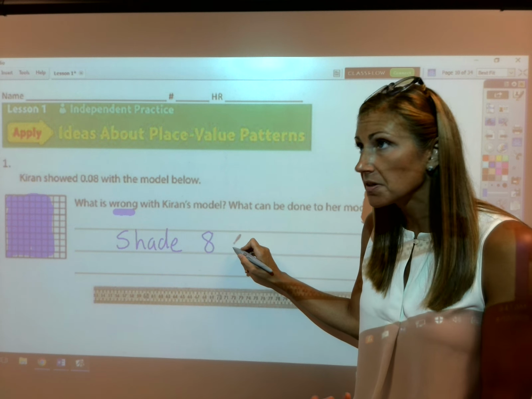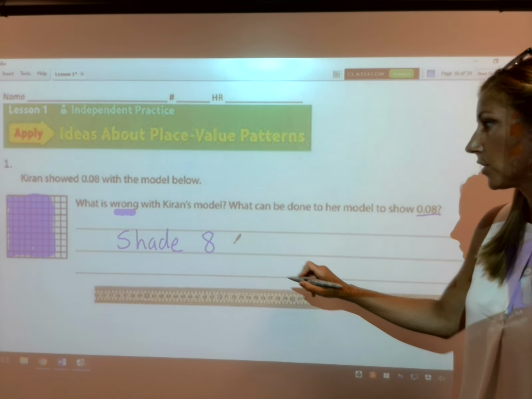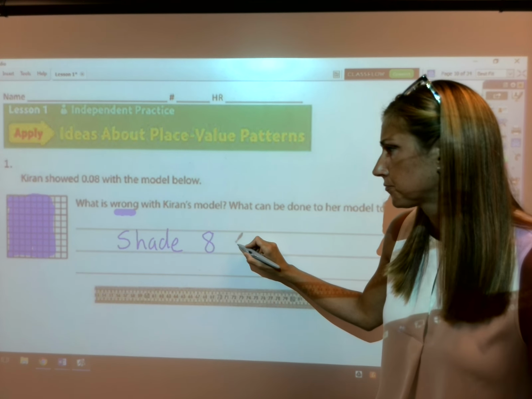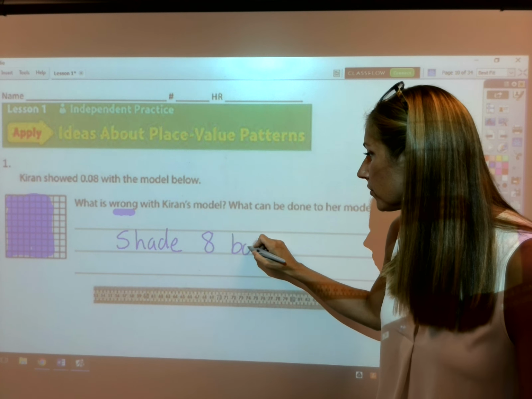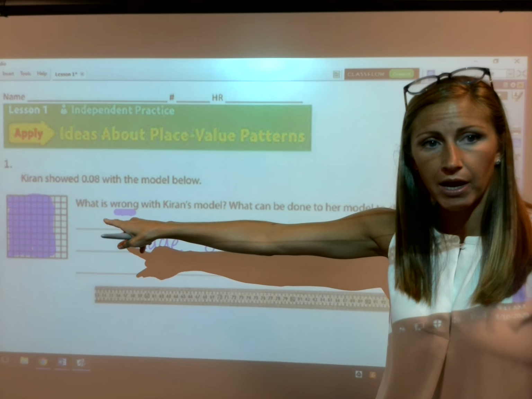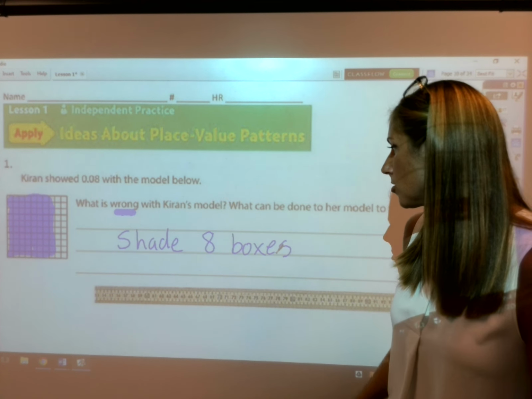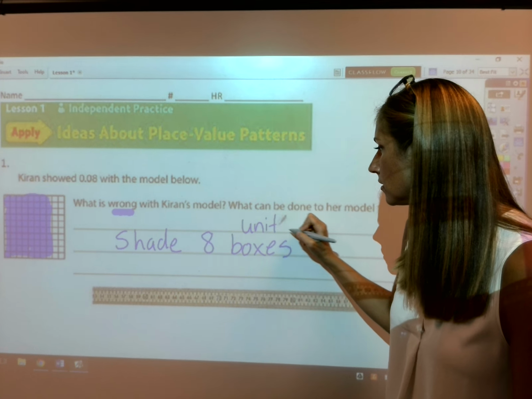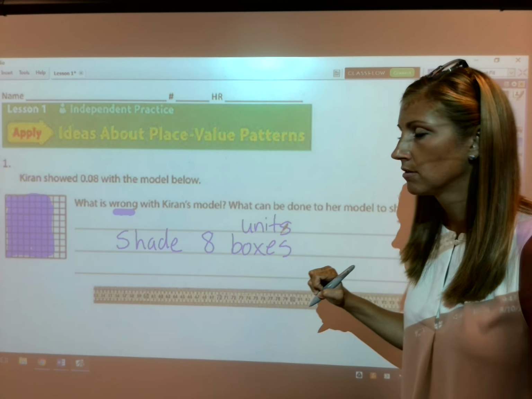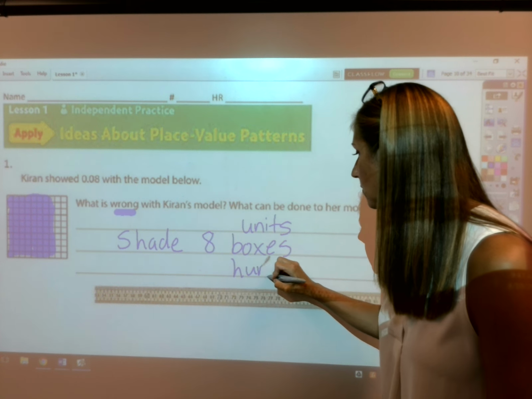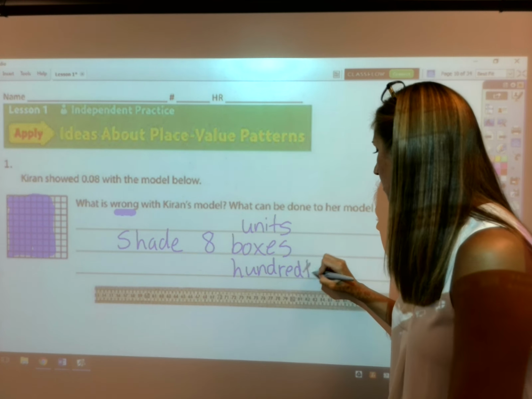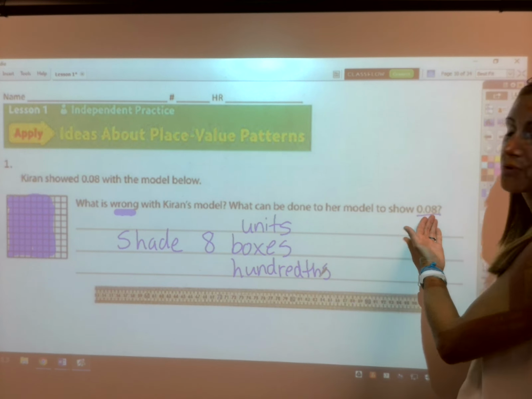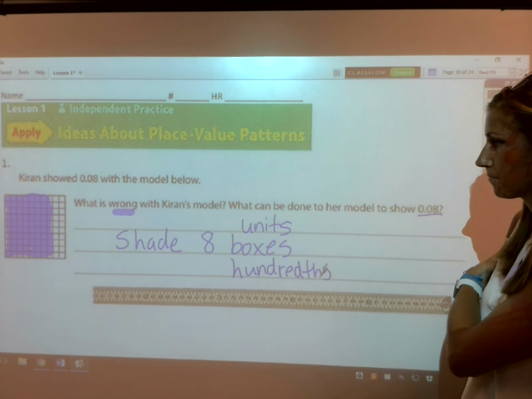8 hundredths. You could actually use the word hundredths. You could say 8 boxes could even be used, because I would know what you mean by those individual boxes. You could say 8 units instead. And one of the things we already said was hundredths. So I'm kind of listing, stacking our options up here. 8 units, 8 boxes, 8 hundredths, and then it would show that value correctly, right?